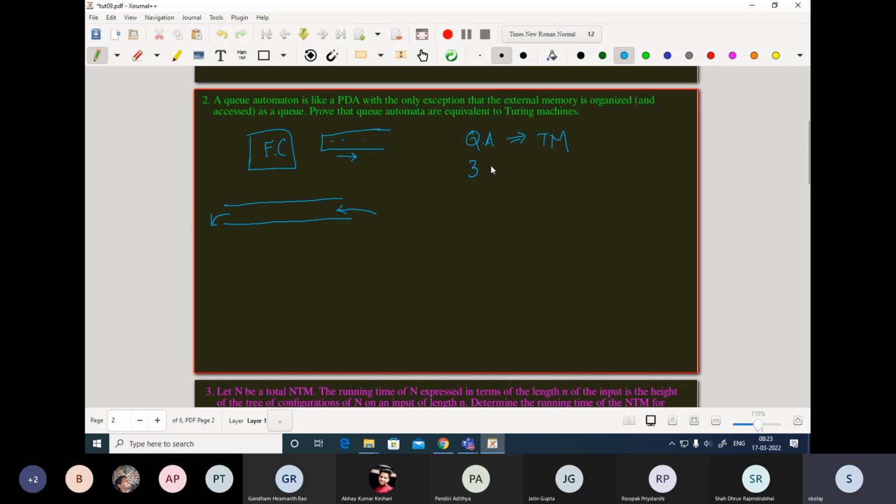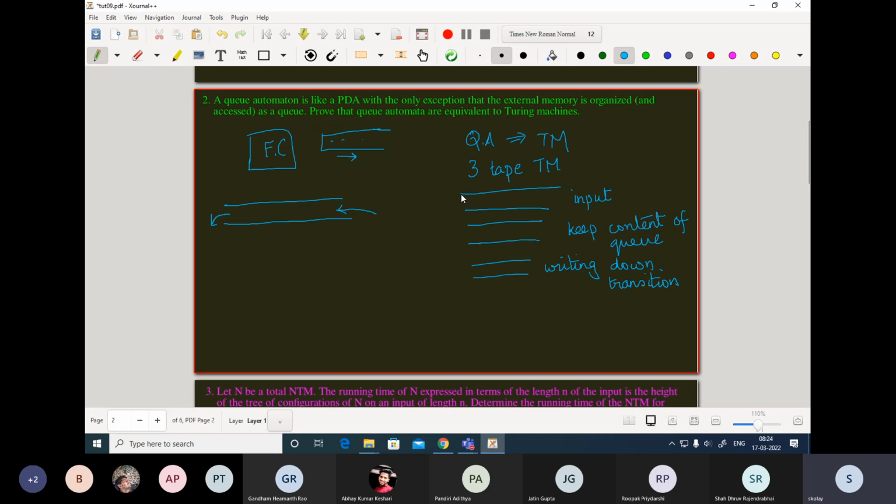So suppose you have a three tape Turing machine. It's enough to show that a Q automaton can be simulated by a three tape Turing machine. So in the first tape, you write down the input. In the second tape, you are basically going to keep the content of the Q. And the third tape is for writing down the transition that you want to apply.